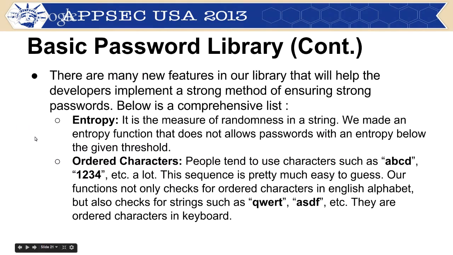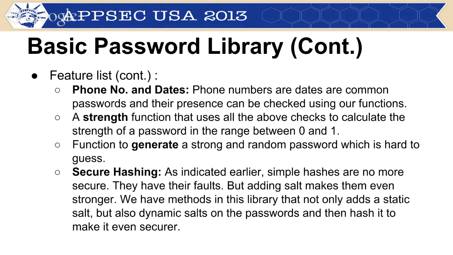Obviously, we also check for phone numbers and dates. So if you keep your phone number, your date of birth, or your daughter's date of birth as your password, our functions will straight away reject that. We have functions built into this library that check the strength of your password. The range is between 0 and 1, where 0 is the weakest password and 1 is the strongest password. We have functions to generate a strong random password, which is hard to guess.